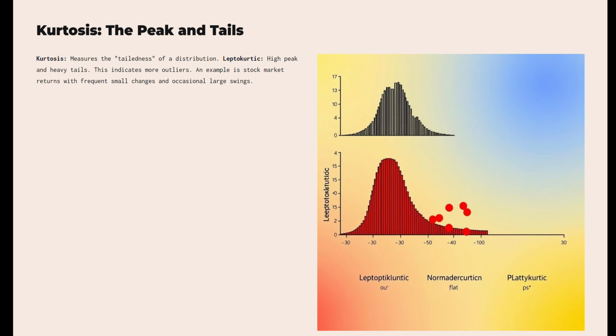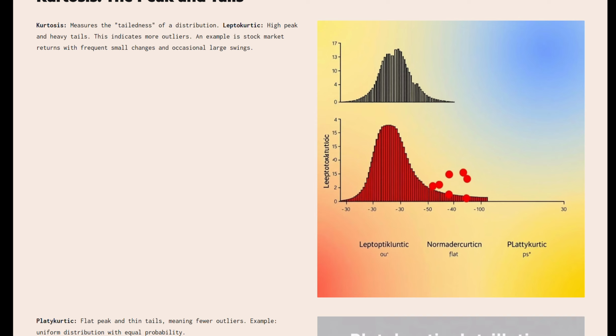Now let's go to what is kurtosis. That is the peak and the tails. Kurtosis measures the tailedness of the distribution. Now we have various types of kurtosis. Leptokurtic means a high peak and heavy tails. This indicates more outliers. As an example, stock market returns with few small changes and occasional large swings.